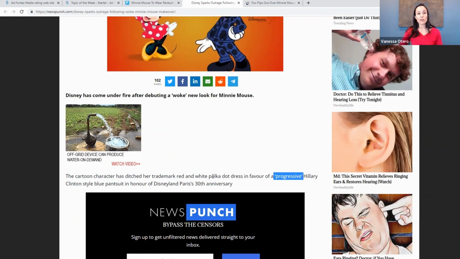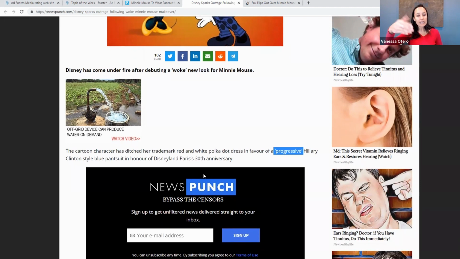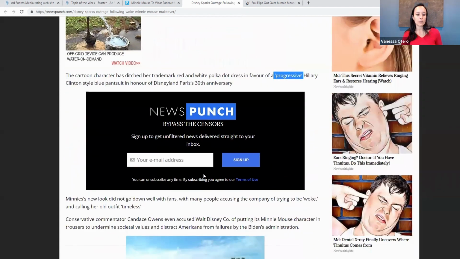Now, usually when the right references Hillary Clinton, it's not in a positive manner, right? So we can assume they made a little jab by calling this a progressive Hillary Clinton style blue pantsuit, not like, ooh, look, a pantsuit like Hillary. It's more like a progressive Hillary Clinton pantsuit. That's how I read this statement in view of the headline that we previously read.